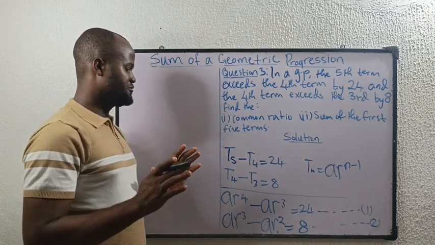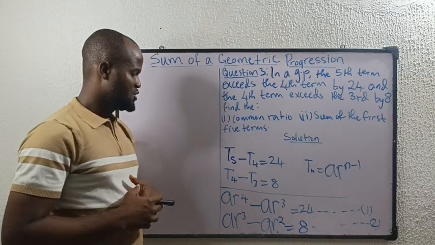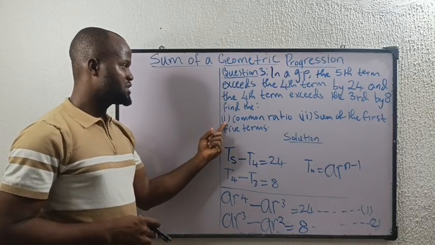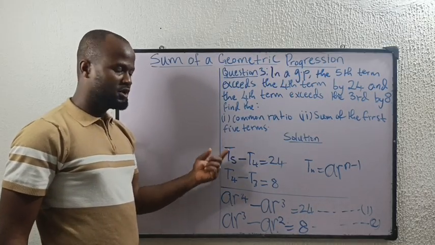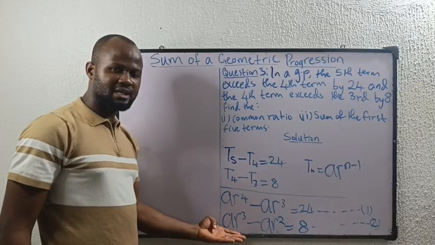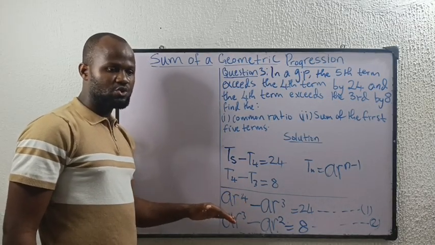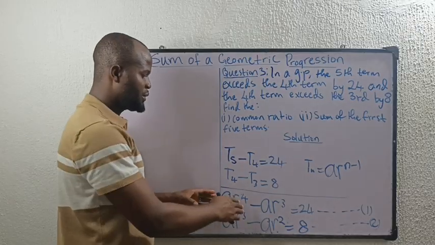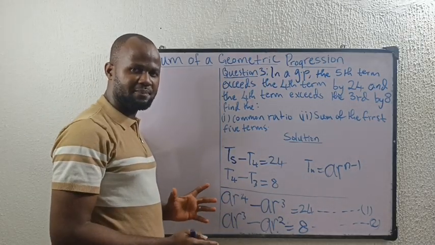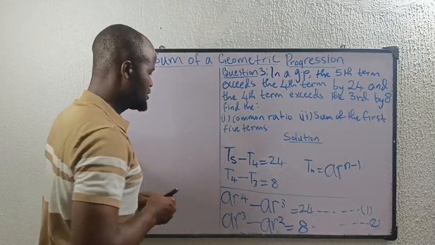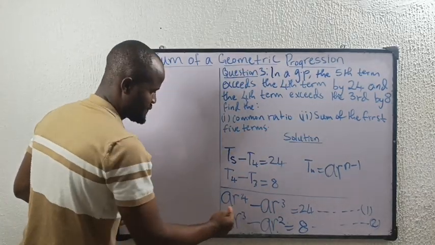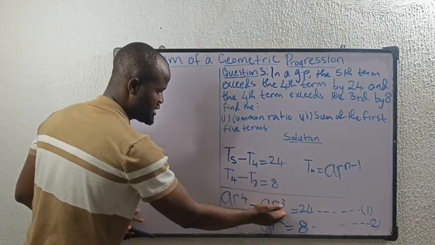I have to be very careful. And why? Remember, the first question says find the common ratio. Now, we've never really had something like this before. We have AR in one equation. So what are we going to do? Here we are going to factorize each of them, and you see what happens. So how do we factorize this? What do you see here?